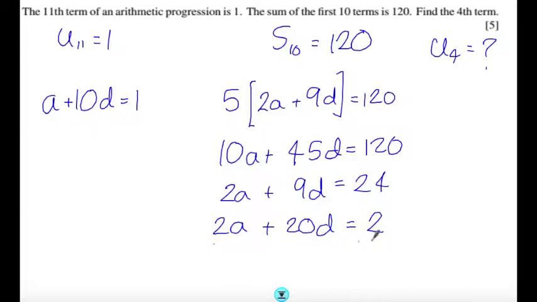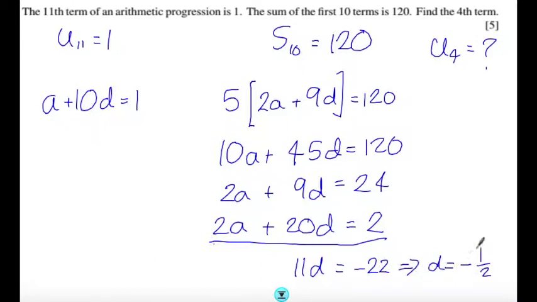And then I'm going to take away the top from the bottom. So 2a minus 2a is nothing, good. 20d minus 9d is 11d. 2 minus 24 is minus 22. So d is minus a half. So it's going down by minus a half each time.